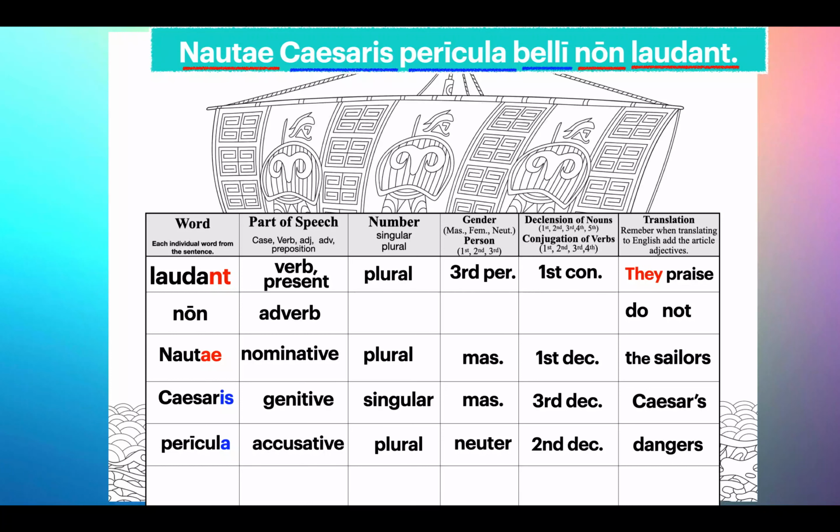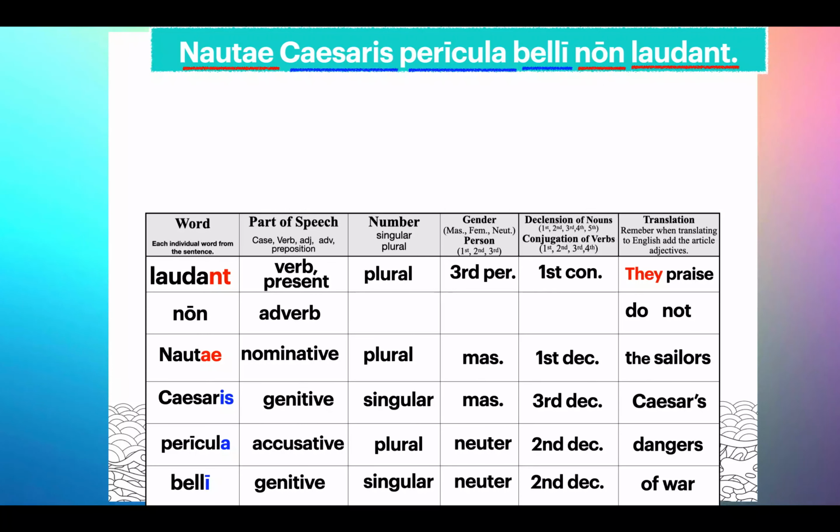Now, belli is with the I ending. And you should know bellum, belli, belli. That I ending shows it's genitive singular, neuter of the second declension, and means of war.